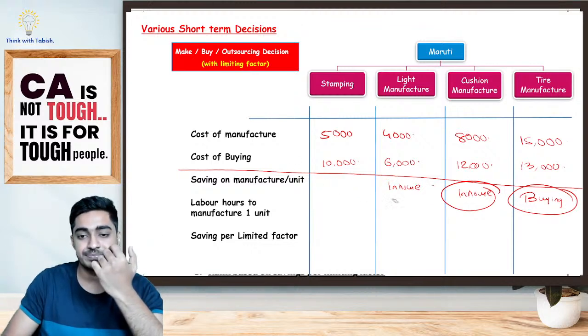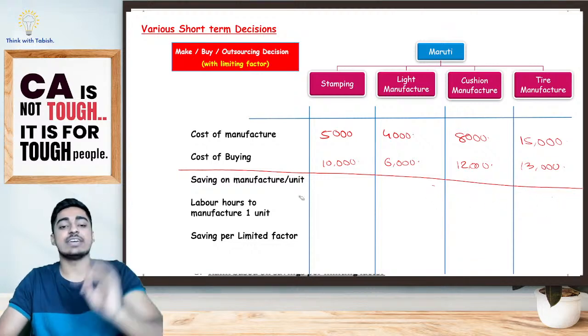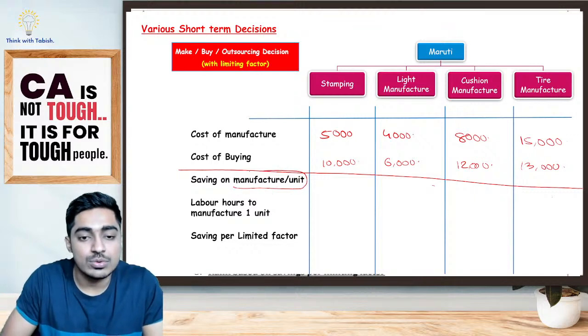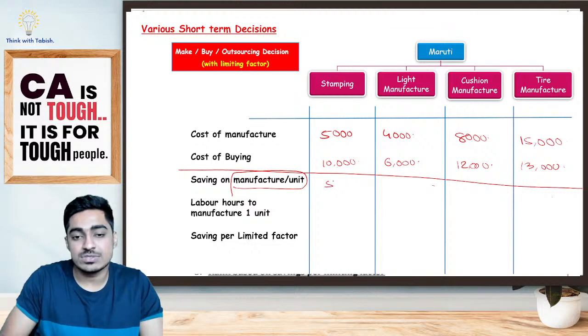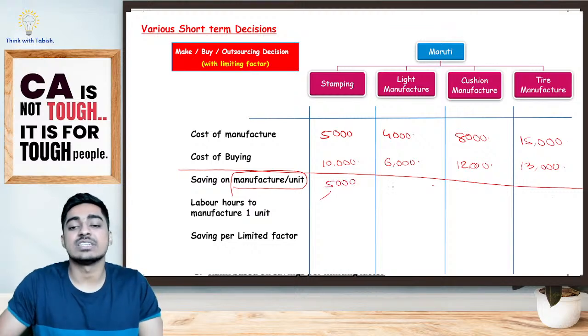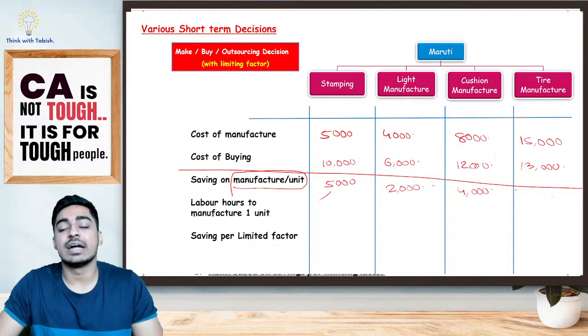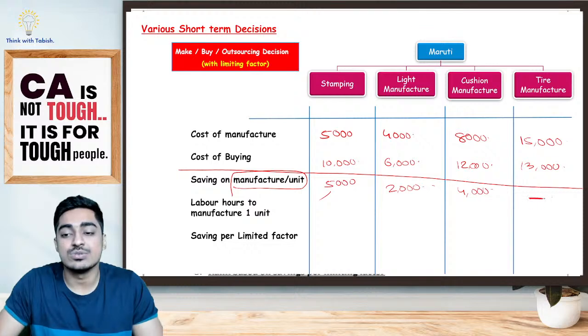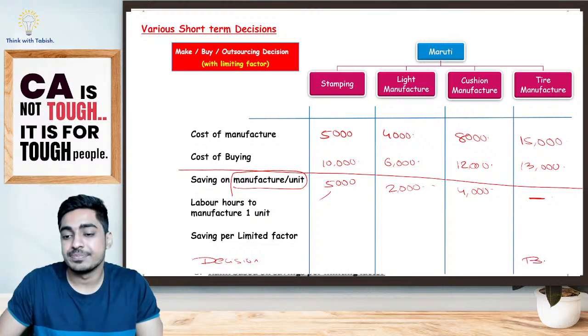Look at this. We'll calculate how much cost can be saved if we manufacture on our own. Stamping, if we do it on our own, we can save 5,000 rupees. Light manufacture, we can save 2,000. Cushion manufacture, we can save 4,000. And tire manufacture, there is no saving. So for tires, the decision is we will buy.